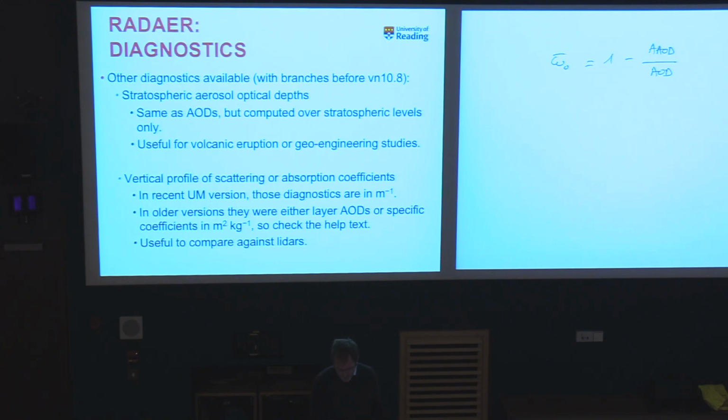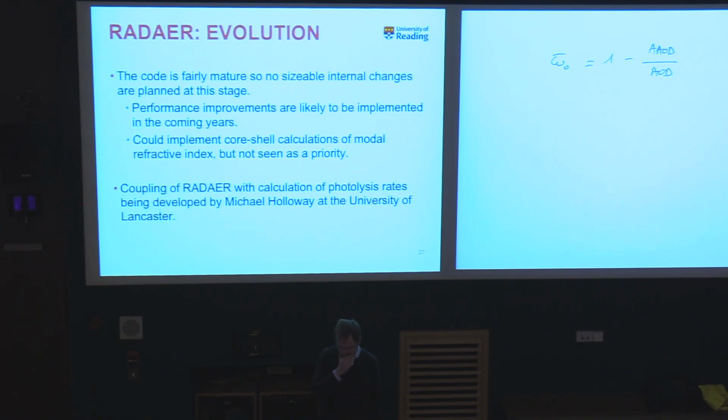So I'm almost finished. Just to mention evolution of the code. The code is fairly mature and is not expected to evolve much in the future. It's perhaps a bit slower than we wish, and so we would like to make it a bit more performing. One idea is to choose better the integration wavelengths across wavebands, so that for some wavebands we don't need 6 integration points. We could do the same with fewer integration points.